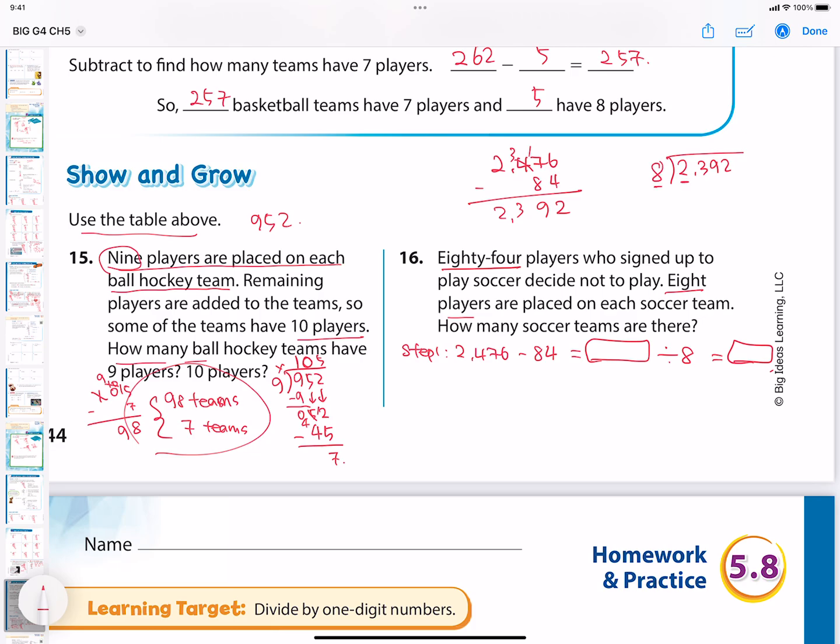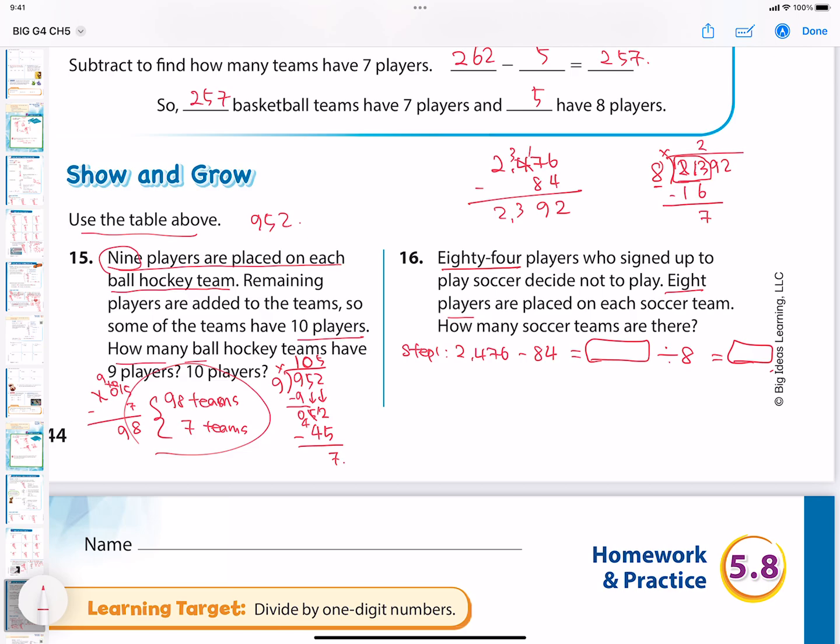So compare this first digit. This 2 is way smaller than 8, so you need to work with these two digits. And how many times can 8 fit into this 23? Only 2, because we know 8 times 3 is 24, which is greater than 23. So we can just go for 2. 8 times 2 is 16. Take away becomes 1, 10, okay, 13. 13 take away 6 is 7.